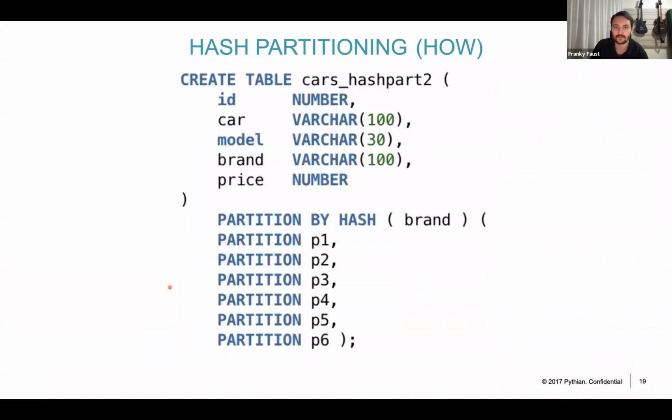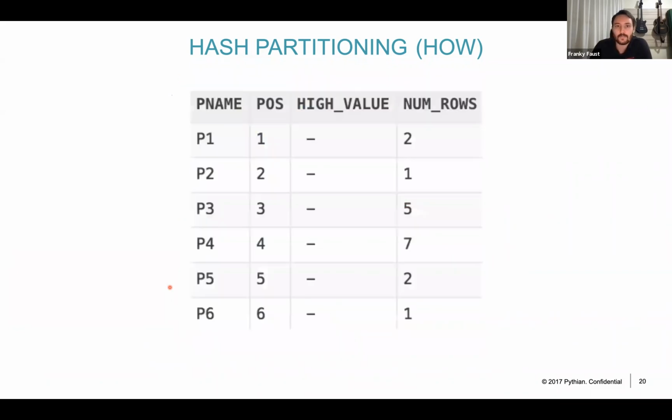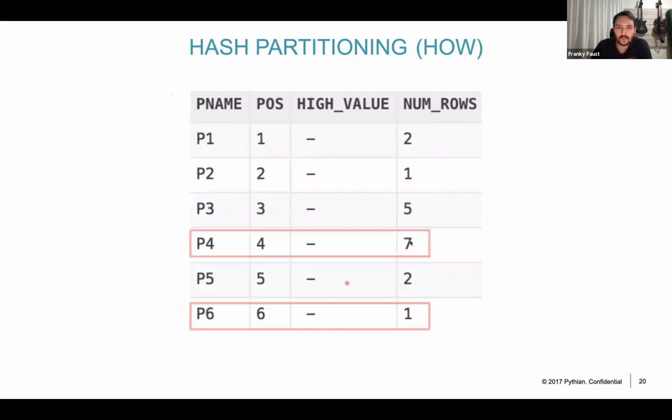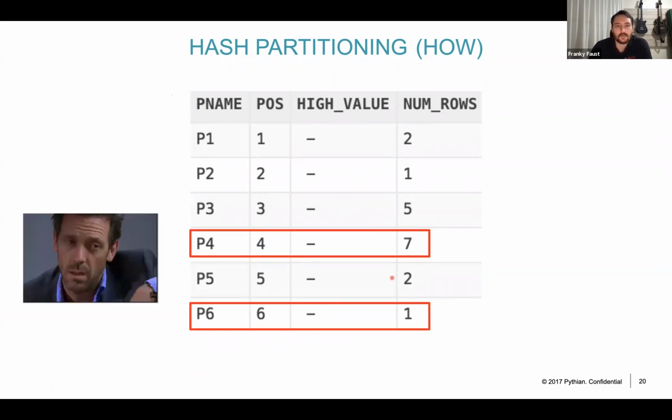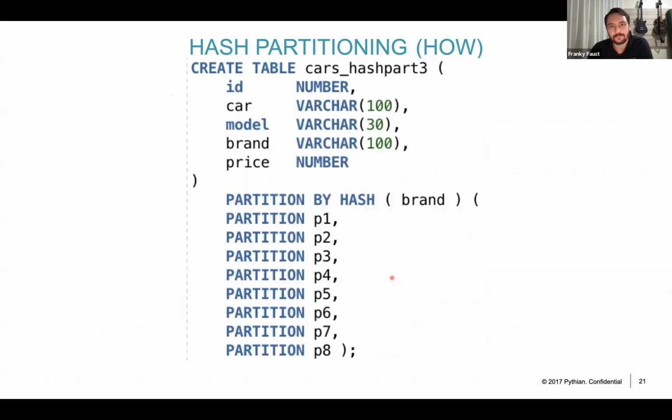So let's say Oracle doesn't like odd numbers. So let's try with 6 partitions. Okay, 6 partitions, an even number. Let's try again. Okay, we have 6 partitions, and again, 7 rows in partition 4 and 1 row in partition 6. Okay, I'm getting tired of this, and you probably too. I try another one. So here I have 8 partitions.